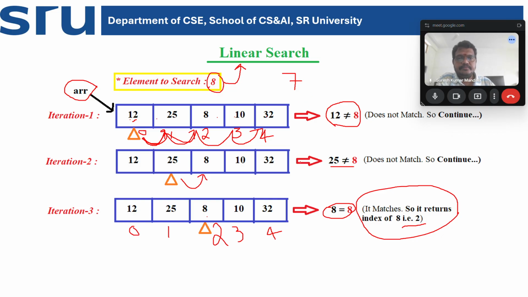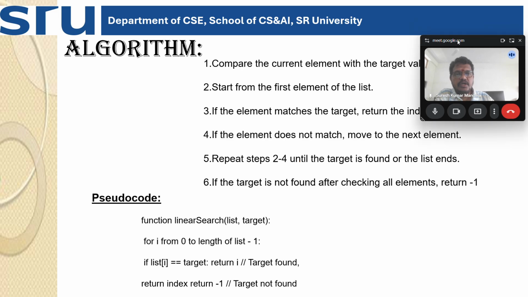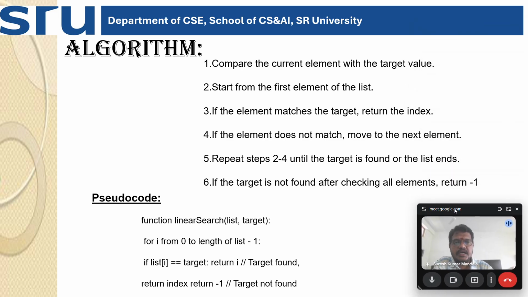This is the procedure. Before writing any linear search code, first we have to write the algorithm. The first step is to compare the current element with the target value. That is the concept. We start the comparison from the first element present in the array or list.